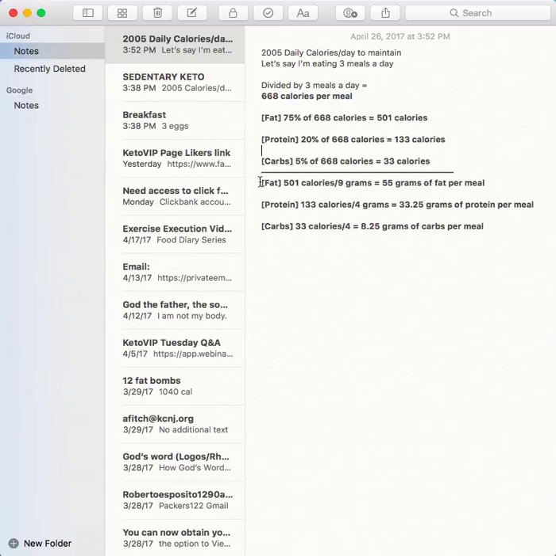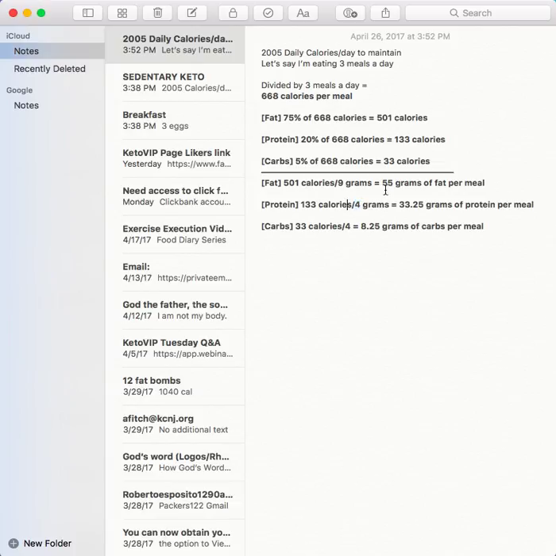You got to understand, for every gram of fat, it's going to be 9 calories. And every gram of protein, it's going to be 4 calories. And every gram of carbs is 4 calories. So, how do we break down the grams per meal? We are going to do 501 calories of fat divided by 9 calories per gram. And that's going to equal 55 grams of fat per meal. And we do that for protein and carbs, only this time we divide it by 4 because there's only 4 calories per gram for carbs and protein.